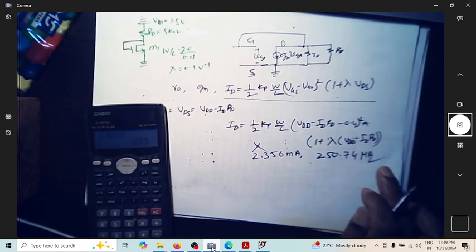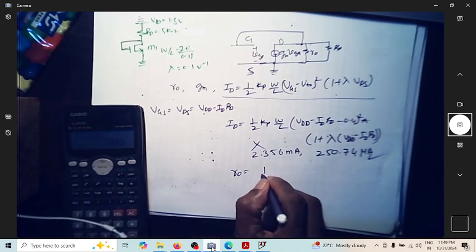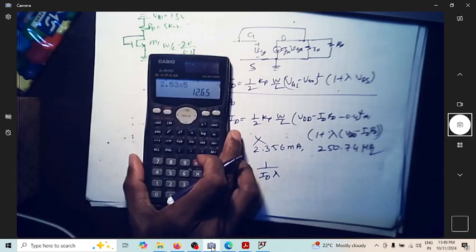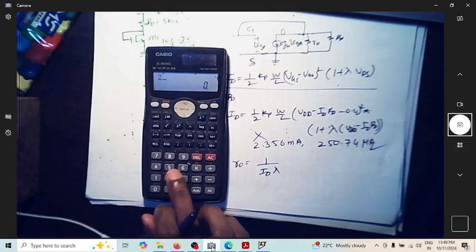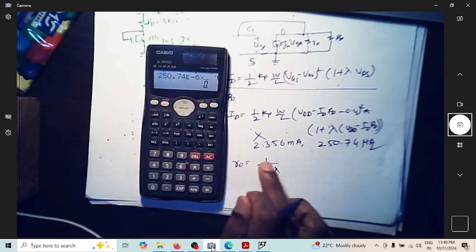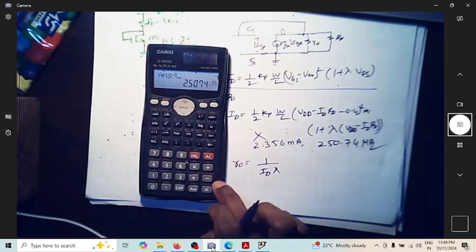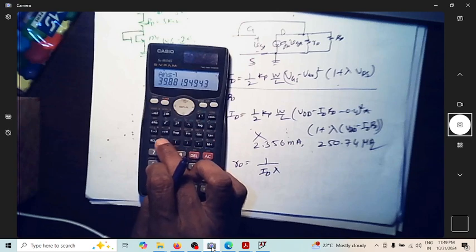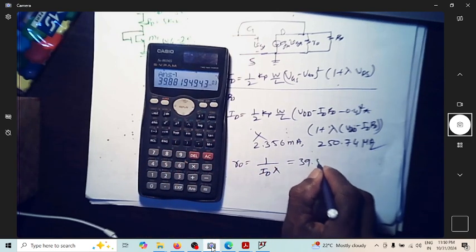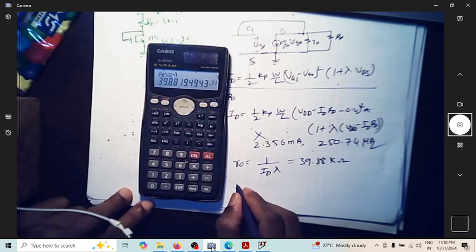So if this is ID, I can find what is R0. So what is R0? It is 1 over ID into lambda. So ID is 250 micro, it is now 250.74 exponential minus 6 into 0.1, whole inverse. Let me just press this in the calculator, it is 39.88 kilo ohm is the value of R0.